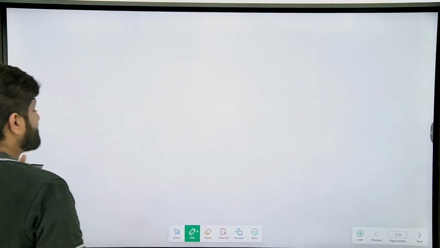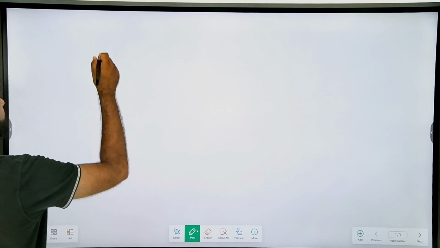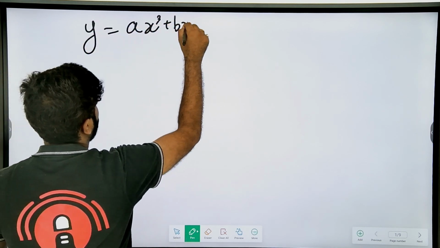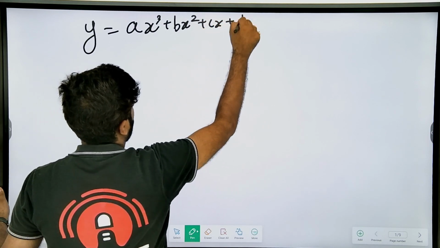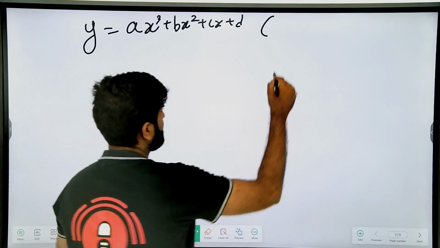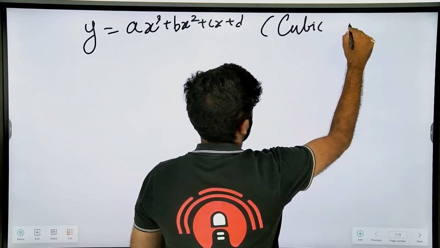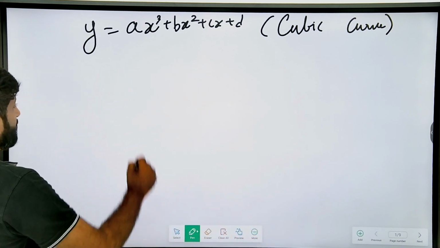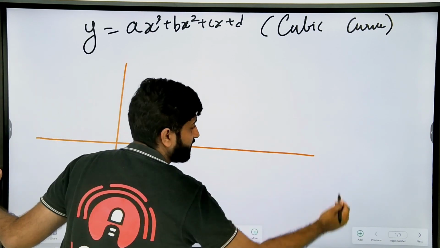Now, the next shape of curve is the cubic curve, or an equation which is in the form of ax cubed plus bx squared plus c, right? This is the last type of curve, known as the cubic curve. Now, what is the general shape of a cubic curve?